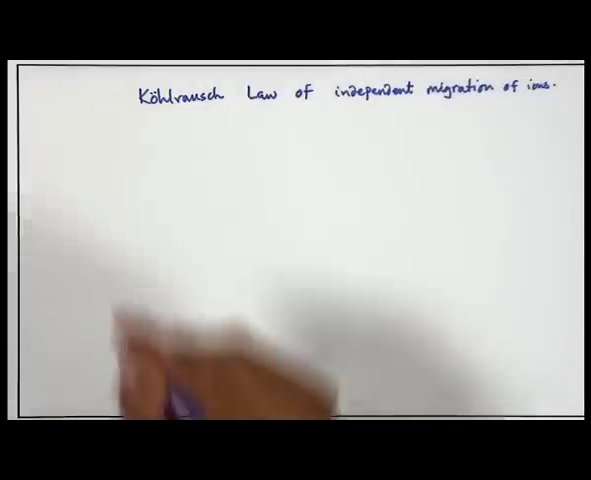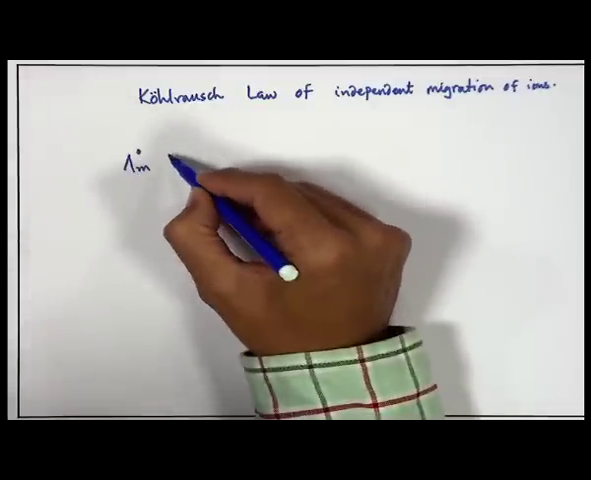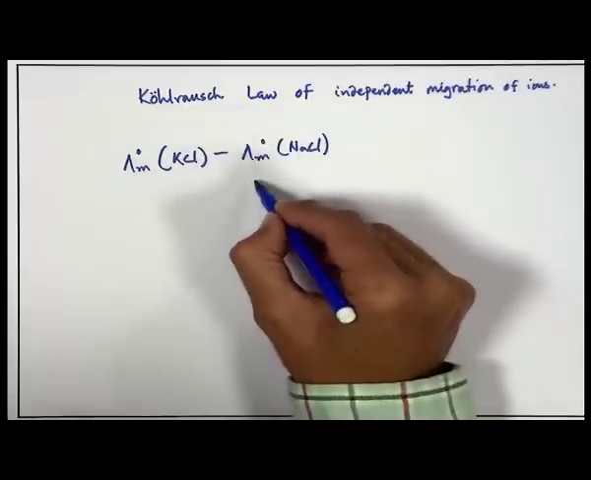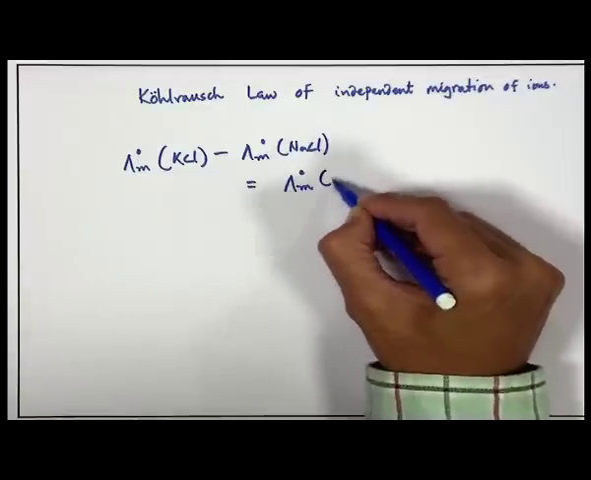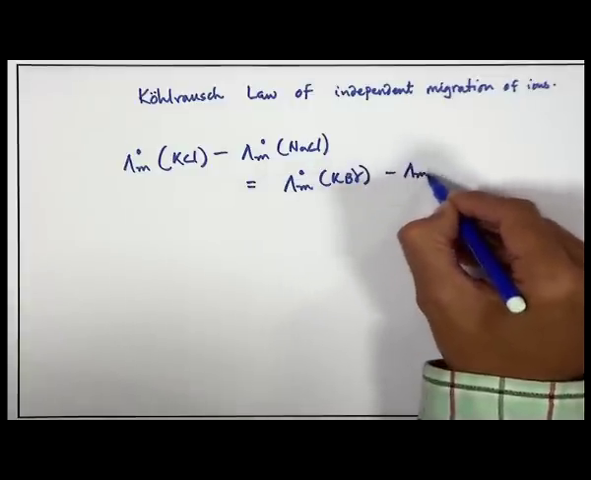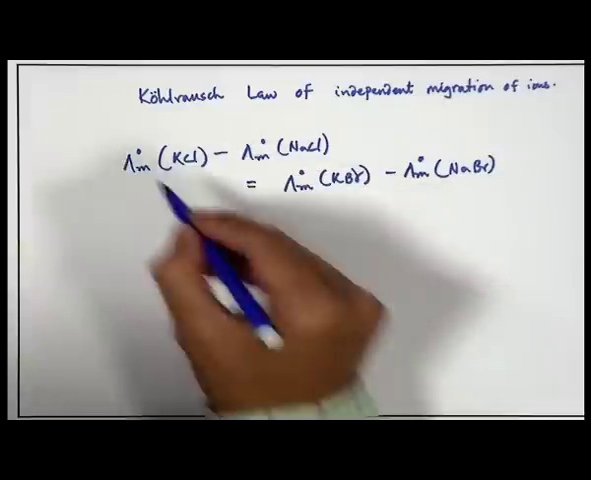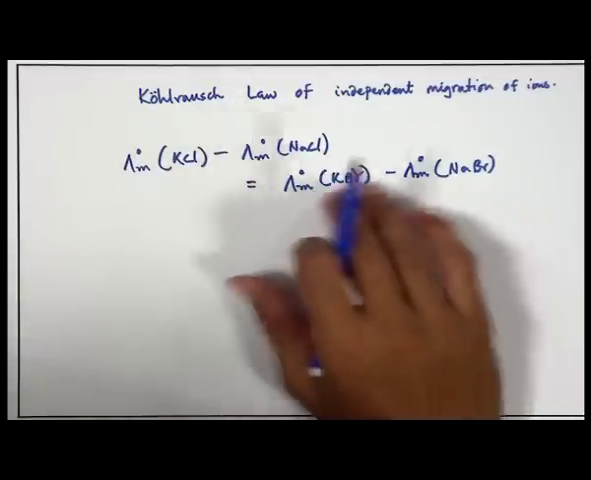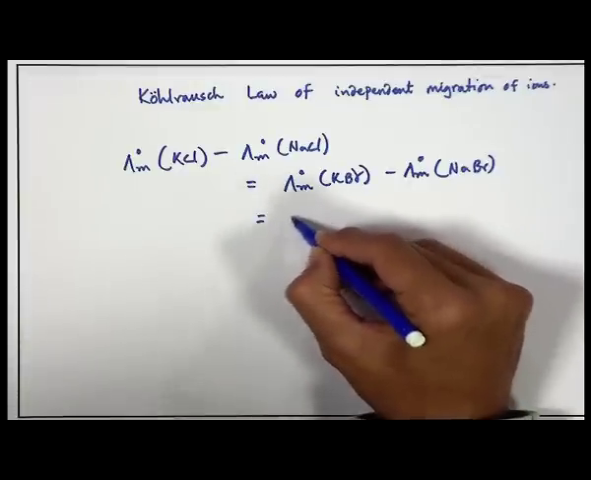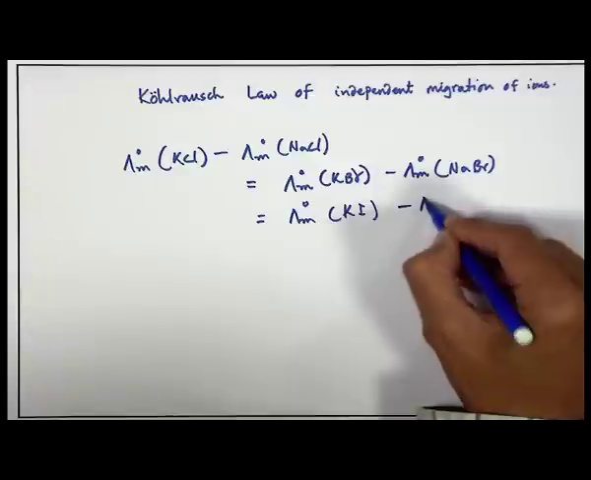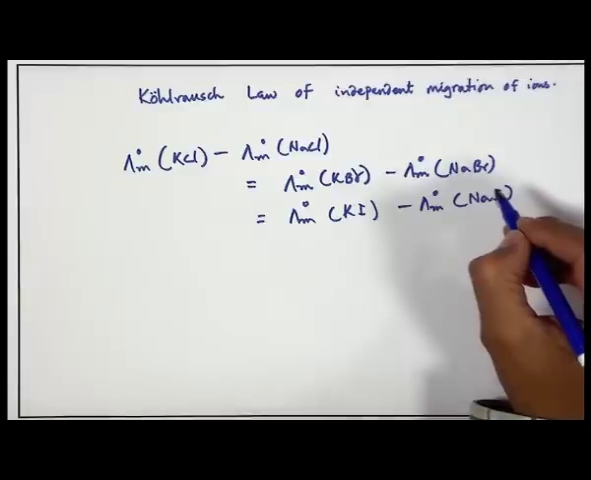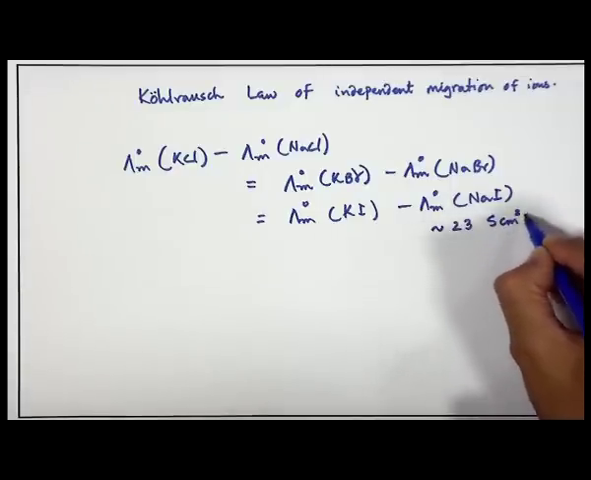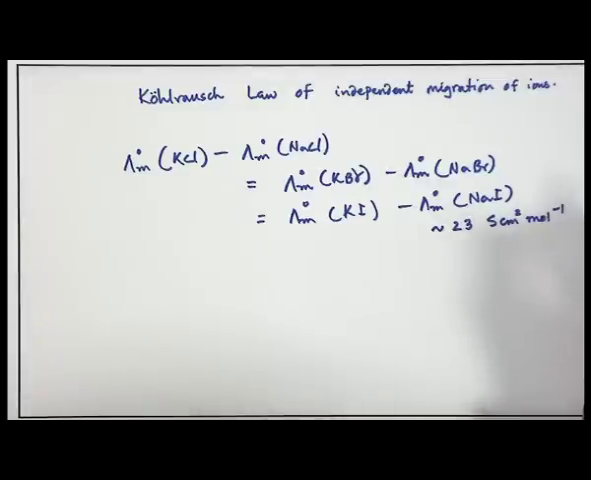So, what was the observation? The observation was, if you measure lambda m 0 for say KCl, and then lambda m 0 for NaCl, and then again lambda m 0 for KBr, lambda m 0 for NaBr, and if you take the difference of lambda m 0 for KCl and NaCl, then KBr and NaBr, or lambda m 0 for KI and NaI, it is found that its value is close to 23 Siemens centimeter square mole inverse, at a given temperature.